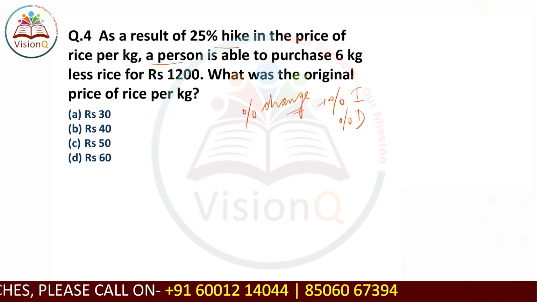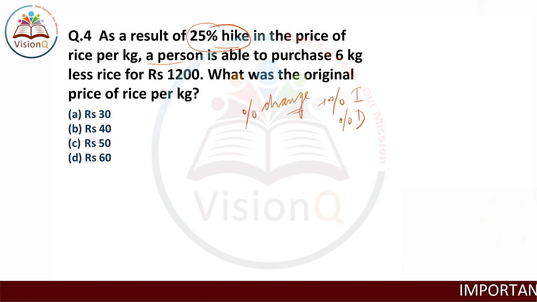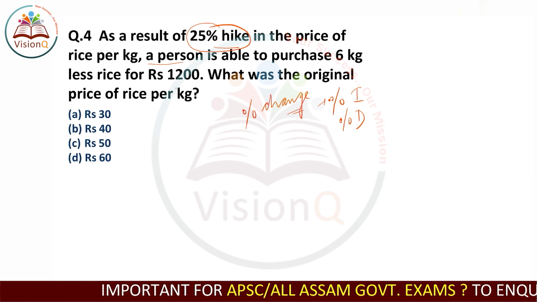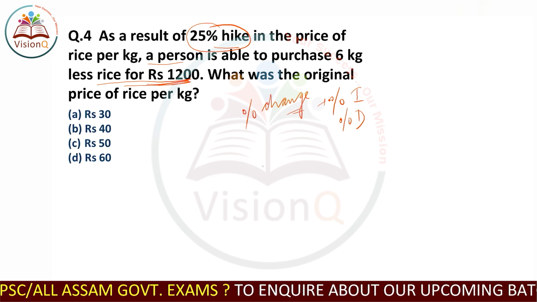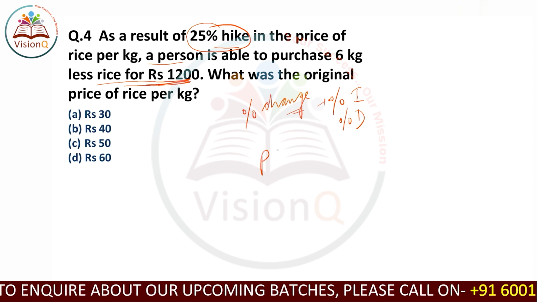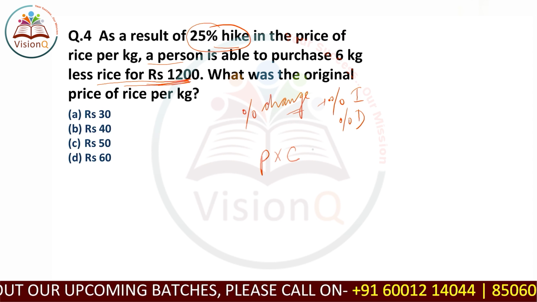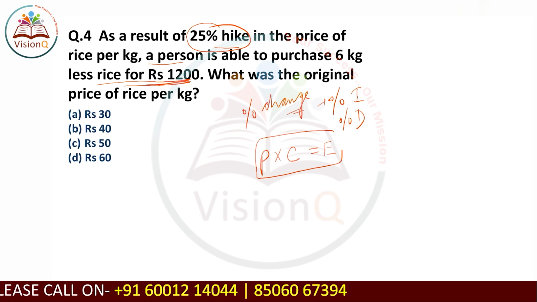Now here the price of rice is increased by 25%. So because of the increase in price, the person is able to buy 6 kg less for rupees 1200. Now we know, if I multiply the price of 1 kg of rice by the consumption of rice, we will get the expenditure on rice. Price into consumption is the expenditure.